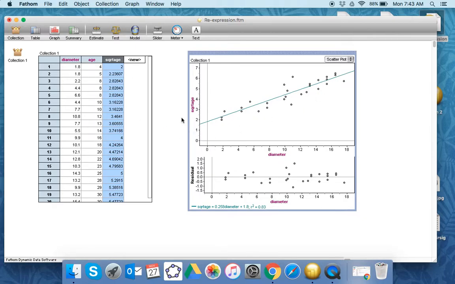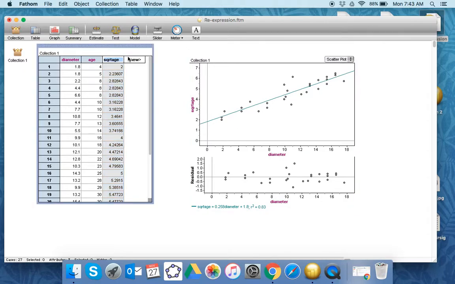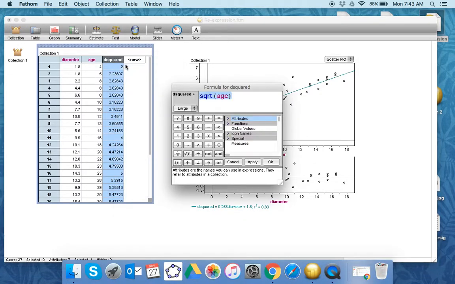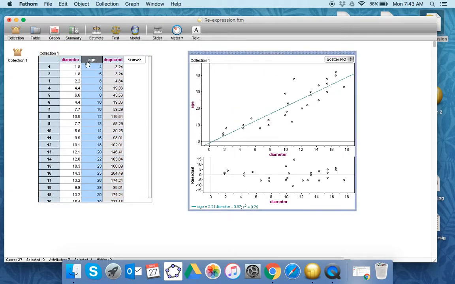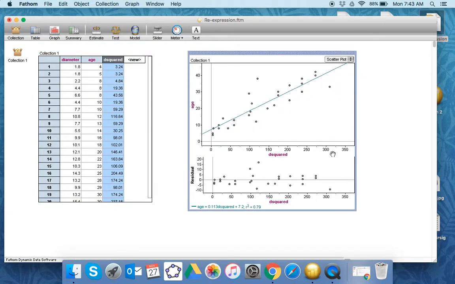So plot your data, play around with what other re-expressions might work. Something I could have done here was I could have tried to square the diameter. I'm going to call it d squared, and then edit that formula, and I'm going to do diameter squared. And if I had put age here and d squared there, again, not a bad re-expression. It might actually work the same way. And in this case, all you would have to do is put in your diameter, square it, multiply it by the coefficient, and then add the constant. And then you would get the age.